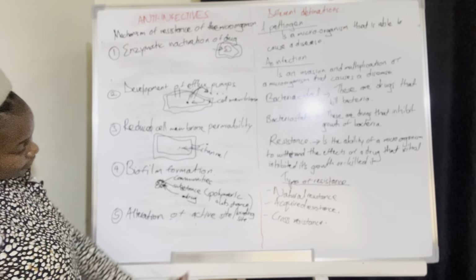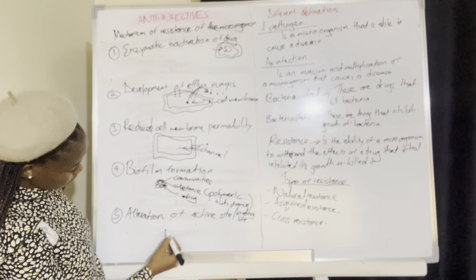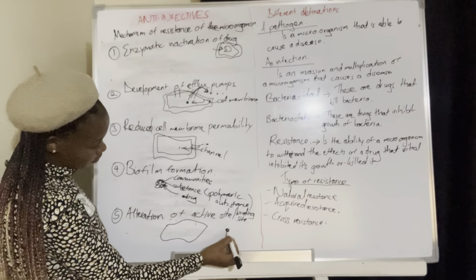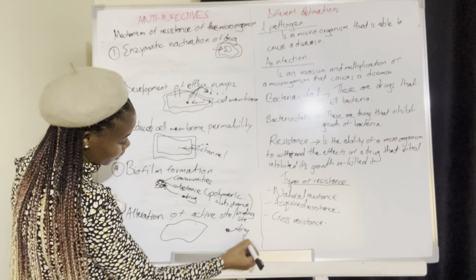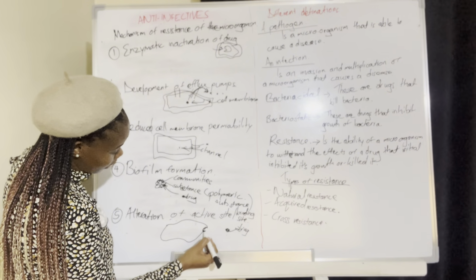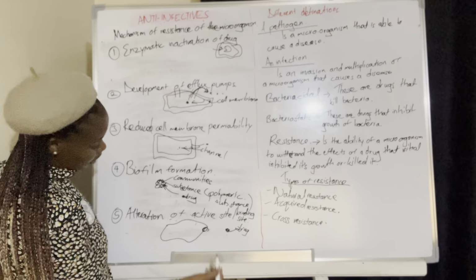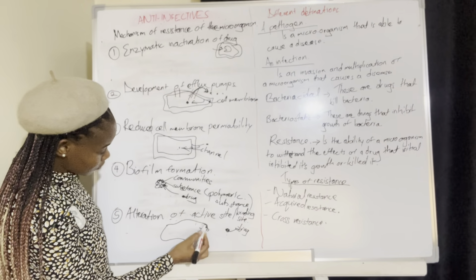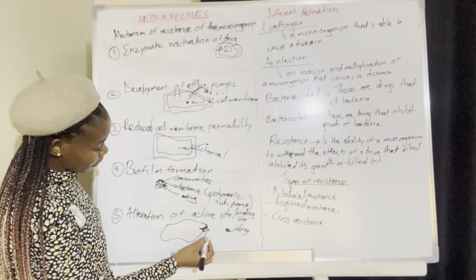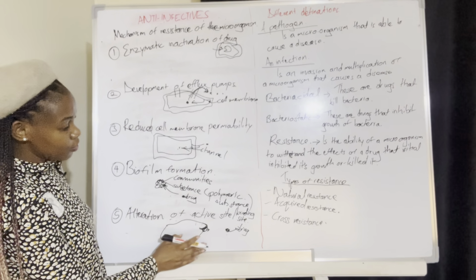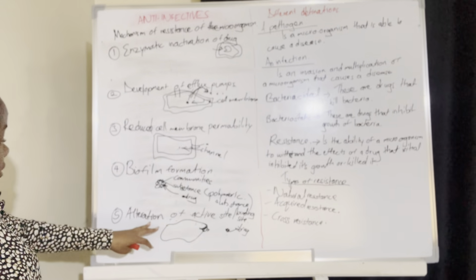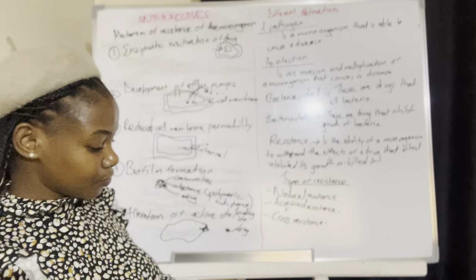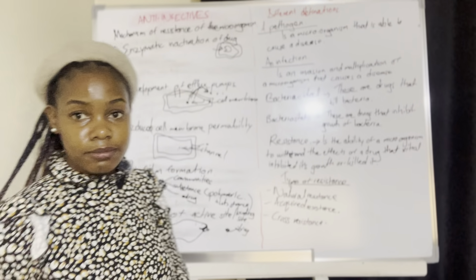Then alteration of the active site. For alteration of the active site, here any microorganism, let's say this is our drug, it was binding on a target site, let's say here. What microorganisms do is they change the structure where the drug was initially binding to reduce its activities. So that is alteration of the active site or binding site. So those are some of them.